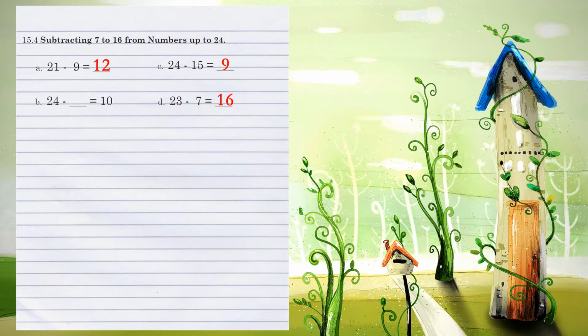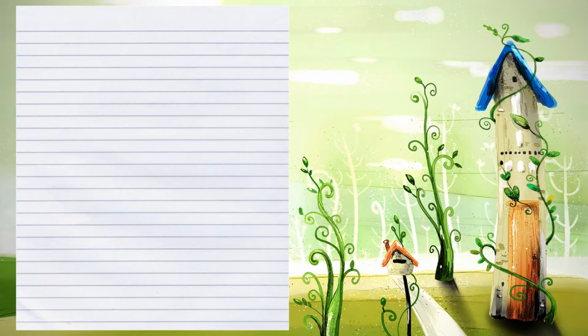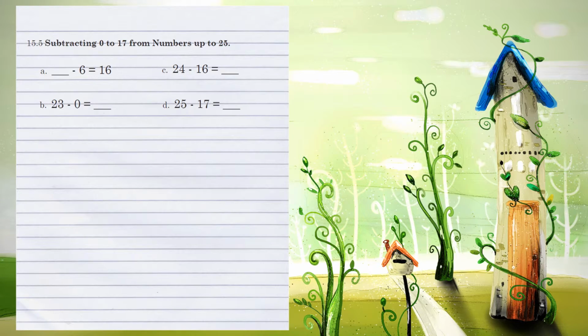Let's look at example B. 24 minus what number equals 10? Well, let's look at one place value at a time. To get from the 4 to the 0, what would we have to take away? Well, 4 minus 4 equals 0. Let's look at the tens position. To get from the 2 to the 1, what would we have to take away? Well, 2 minus 1 is 1. So we subtracted 14.